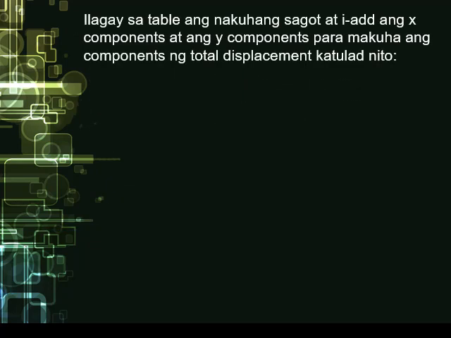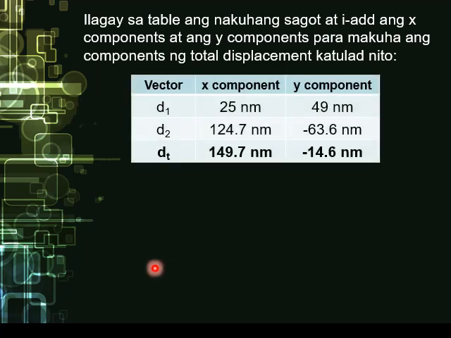Now next, ilalagay natin sa table yung nakuhang sagot. Ini-add natin ang x components at ang y components para makuha yung components ng total displacement. So magiging ganito yung itsura ng table natin. So, these are your vectors, d1, d2, and then dt. Ito yung mga x components niya. Sa d1, that's 25. Sa d2, that's 124.7. So, pag in-add natin to, we will get this answer, 149.7.